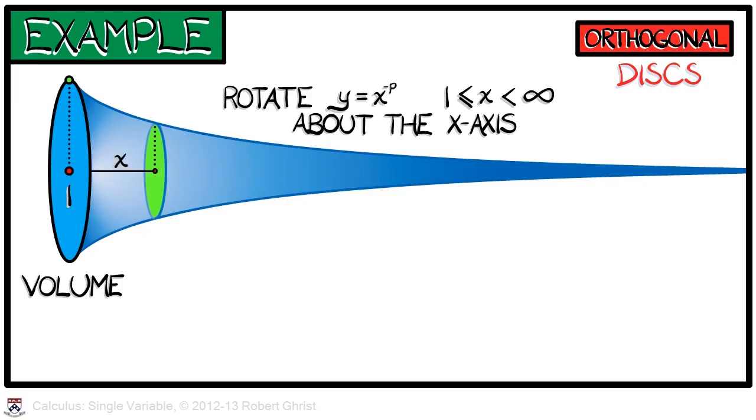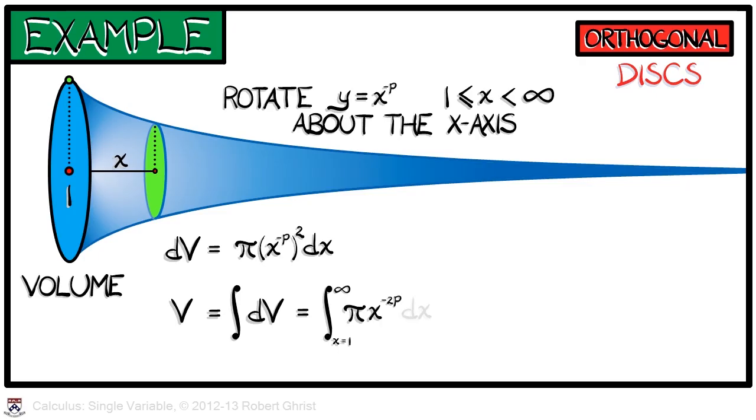Well, at some point x, we have a volume element given by pi times the radius, x to the minus p, squared times dx. We can integrate this to obtain the volume. That gives us the integral from 1 to infinity of pi times x to the minus 2p dx. This is a simple integral. We've done this before when we did the p integrals.